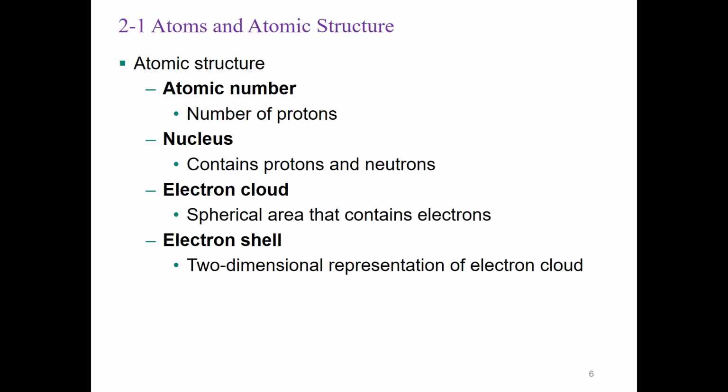Atomic number is the number of protons an atom has. The nucleus, as we just mentioned, is going to contain the protons and neutrons together at the core. In some books we're going to see an electron cloud, and I'll show you a difference between that and the electron shell. The electron cloud is the spherical area that's going to contain the electrons. And the electron shell is a two-dimensional representation of the electron cloud. Most of the figures we're going to use are going to have the electron shell.